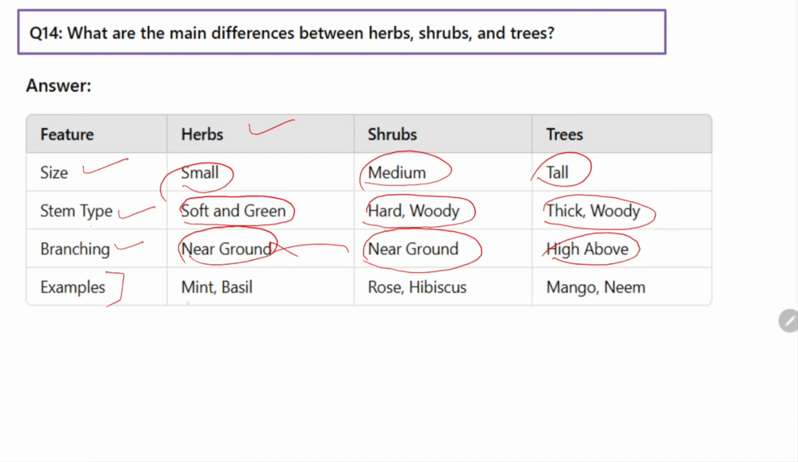And here example, mint or basil, all right. And in case of example of shrub, we can write a rose, hibiscus. And here trees, I have given this mango tree and neem tree. You can write other trees also, name of another tree is also fine. So in this way you can easily understand the difference between herbs, shrubs and trees, okay.